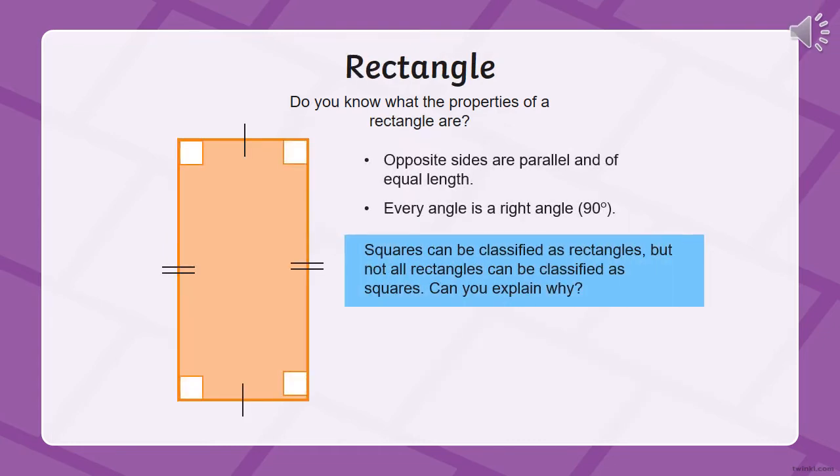Here's another quadrilateral. This time we have a rectangle. Do you know what the properties of a rectangle are? Now they have opposite sides that are parallel and of equal length. And again, every angle is a right angle. Squares can be classified as rectangles, but not all rectangles can be classified as squares. Can you explain why? Pause the video now and see if you can explain that.